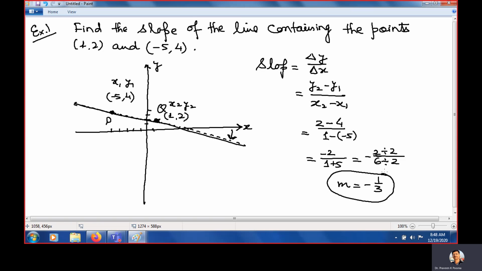Clear? So we learn here in question they ask only the slope. They are not asking the graph, but we draw the graph also. This is the graph of the line passing through point 1, 2 and minus 5, 4. Clear? So slope is negative. Now we will solve one question where slope is positive.